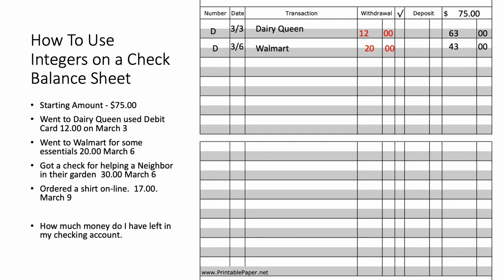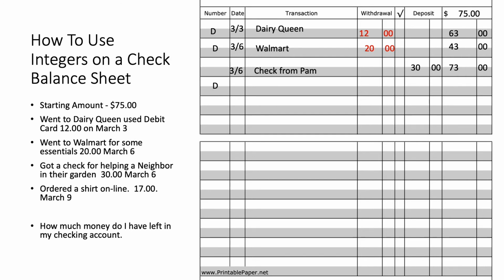Now, I got a check for helping my neighbor in their garden, and she paid me $30. That was on March 6th. So March 6th, I worked for Miss Pam, a check from Pam. Now, in this case, Pam gives me a check, which means it is going in my bank account, and that's a positive number of $30, so I'm putting that in the deposit. I add that to my balance, and I get $73.